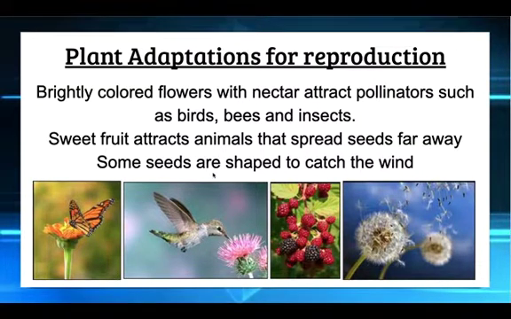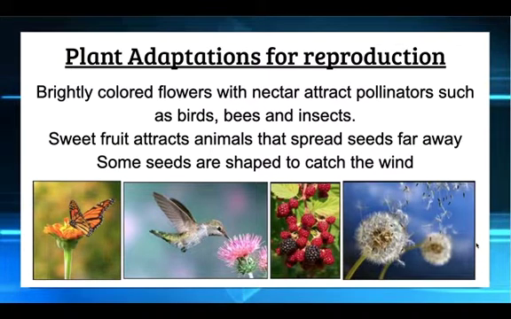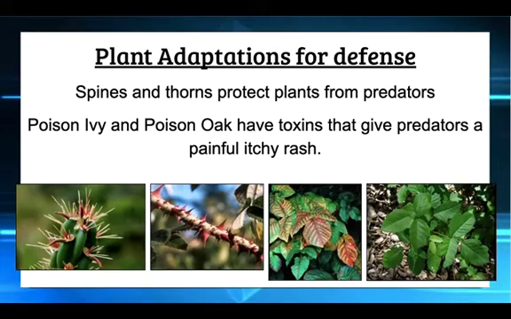Some seeds are also shaped to catch the wind. So very last picture, great example of how those seeds get picked up by the wind, swept away, and eventually those can reproduce as well. Plants also have to defend for themselves. So spines and thorns are great for this. They protect the plants from predators. Poison ivy and poison oak also have toxins that give predators a painful, itchy rash. Humans have definitely seen all four of these examples, and we know that we need to even keep far away from them based on their defense mechanisms.